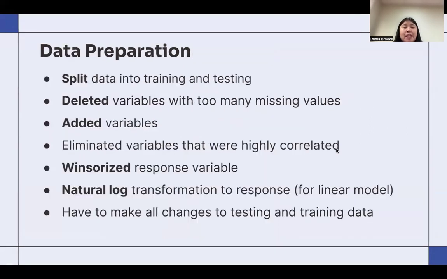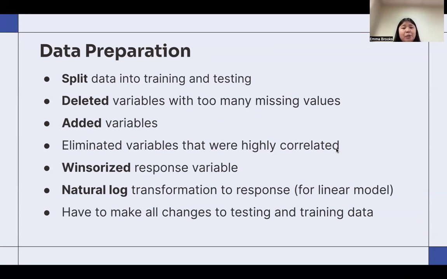So to prepare my data, I split my data into a training data set and a testing data set. And we do this because we are fitting our model with the training data set, and we are assessing the accuracy of our model with the testing data set. So the testing data set is essentially serving as our unseen data.